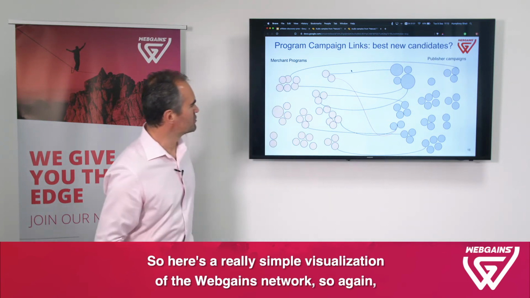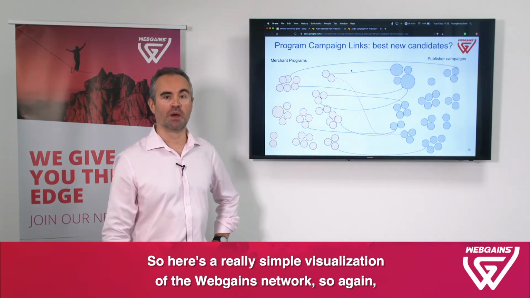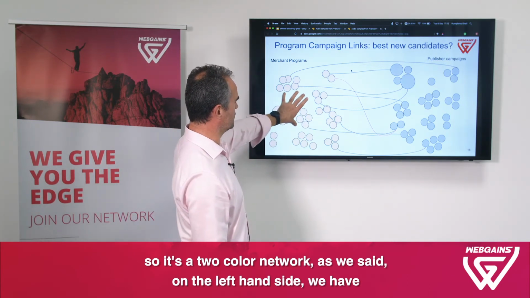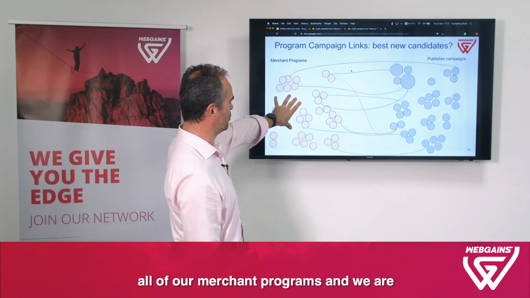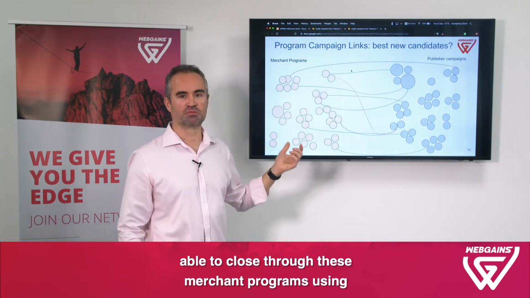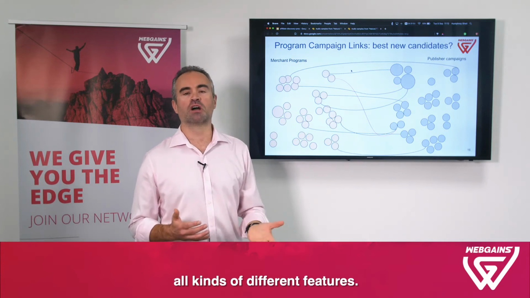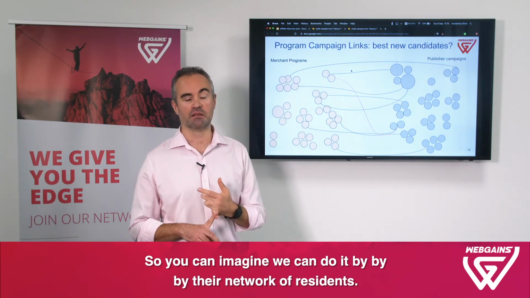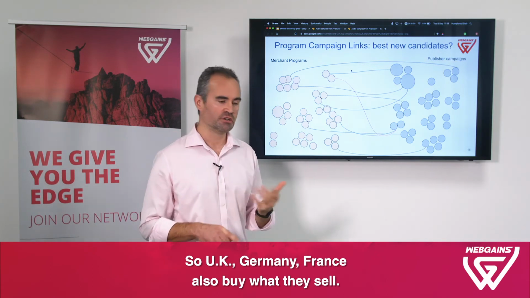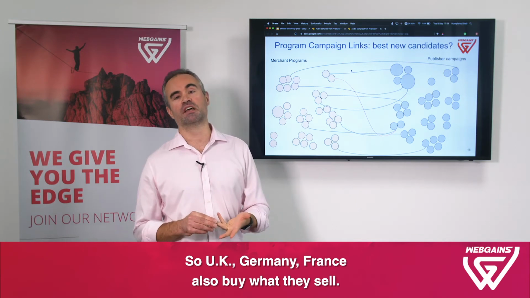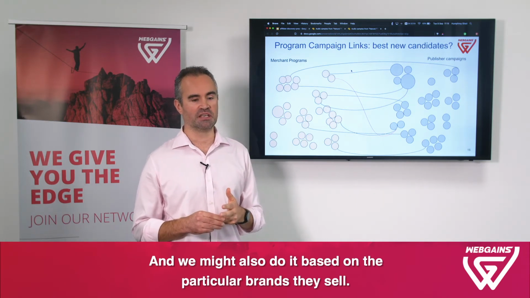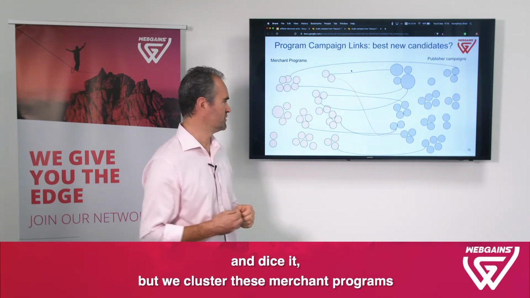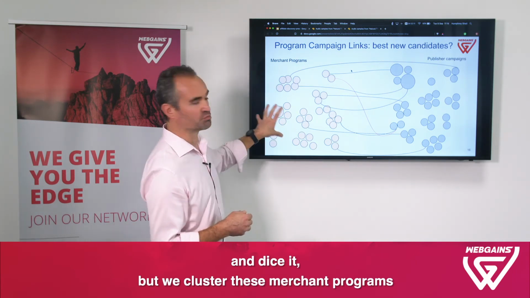So here's a really simple visualization of the Webgains network. So again, it's a 2-color network, as we said. On the left-hand side, we have all of our merchant programs, and we are able to cluster these merchant programs using all kinds of different features. So you can imagine we can do it by their network of residence, so UK, Germany, France, also by what they sell. We might also do it based on the particular brands they sell. There's many different ways we can slice and dice it. But we cluster these merchant programs.